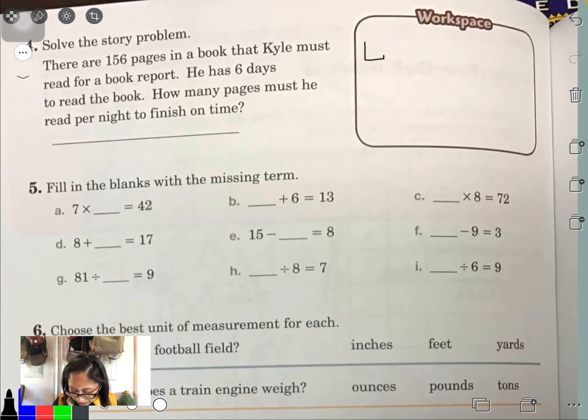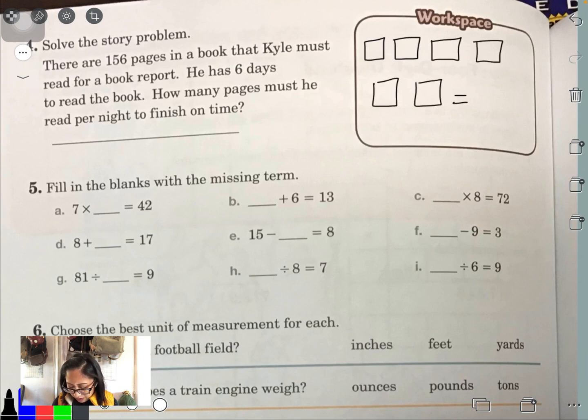Now, here are the 6 days. I'm going to draw them as boxes. You don't have to do this, but I'm showing these to you. Okay? These are 6 days. And at the end, he's going to have finished 156 pages. Now, I believe Kyle wants to make sure he reads the same amount of pages each day, because that's what I do too. I try to read at least 10 pages of a book a day.